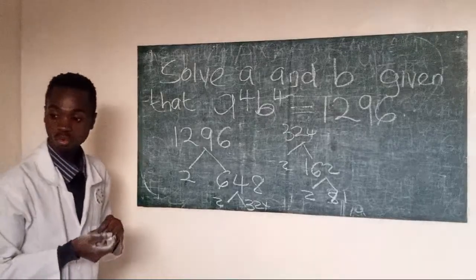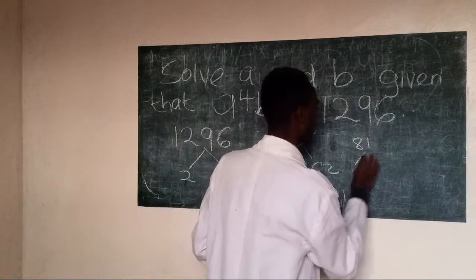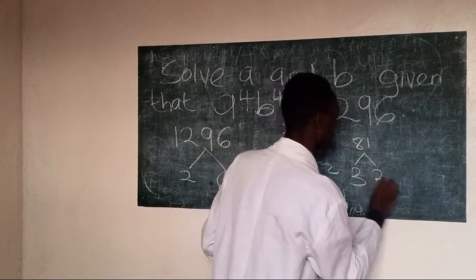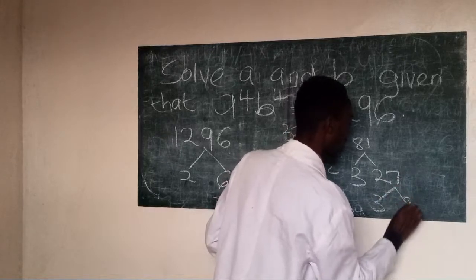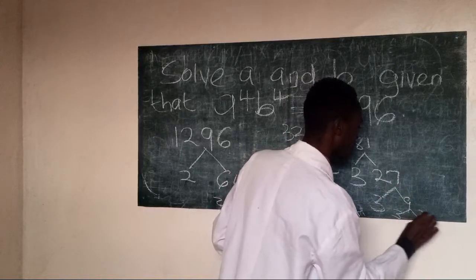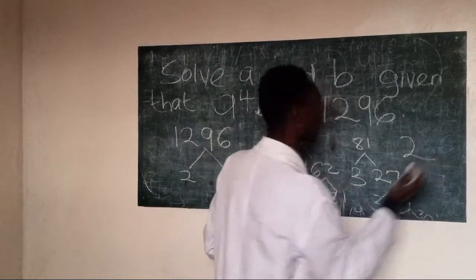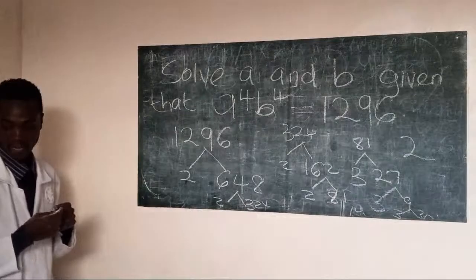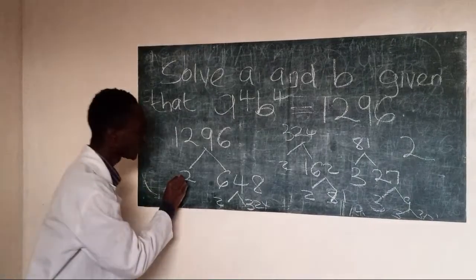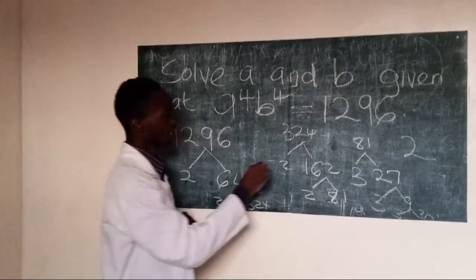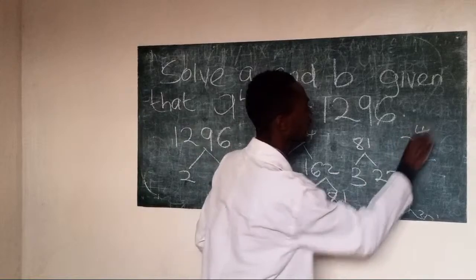I move on to 3. I say 3 because of 27. 3 because of 9. 3 because of 3. 3 because of 1. How many powers of 2 do I have, everybody? Let us count to see whether they are 4. 1, 2, 3, 4. Are they 4? Yes. 4. They are 4.